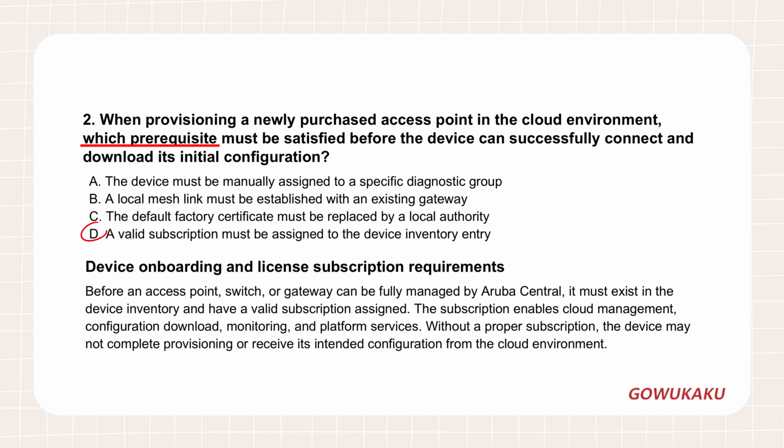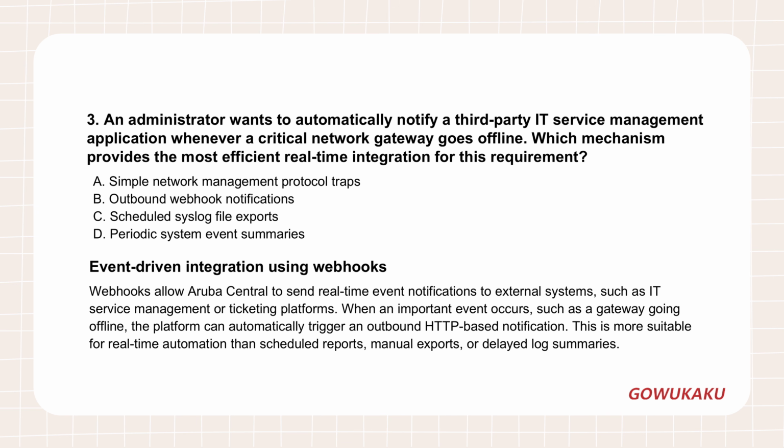Okay, that makes sense. So now our devices are online, they are verified and subscribed, but hardware fails. It always does. Question 3. An administrator wants to automatically notify a third-party IT service management application whenever a critical network gateway goes offline. Which mechanism provides the most efficient real-time integration for this requirement? The correct answer is B, outbound webhook notifications.